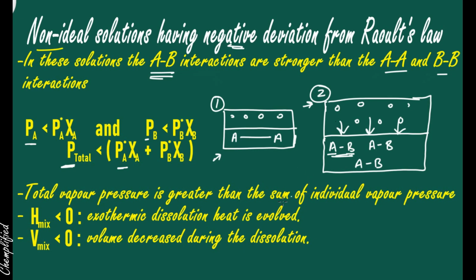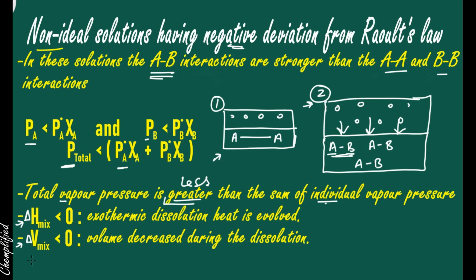Now, in the next statement, total vapor pressure is less than the sum of individual vapor pressures. Now comes the most important points, delta H and delta V. Change in enthalpy is less than 0. Change in volume is also less than 0.